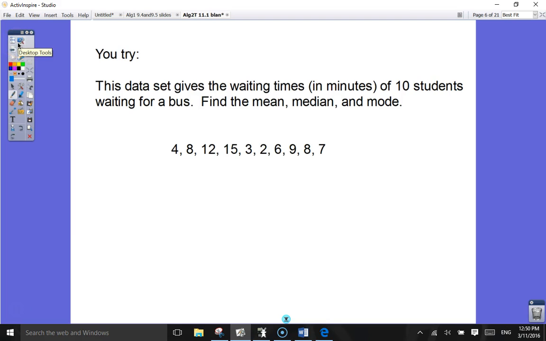Okay, so you try. Find the mean, median, and mode of this. This is data that gives waiting times in minutes of 10 students waiting for a bus.